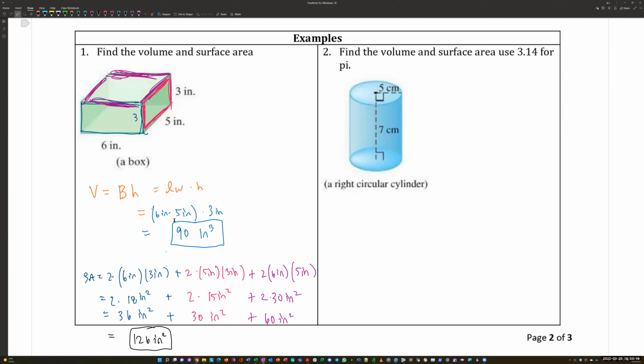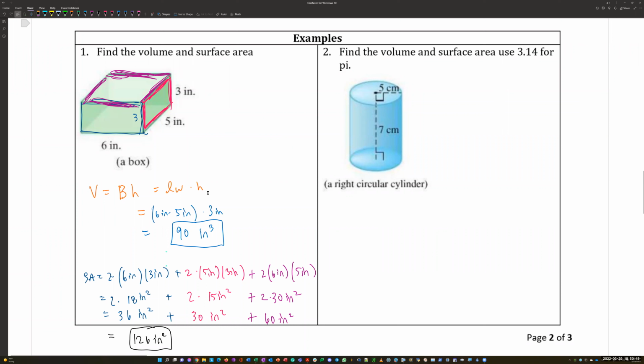Yeah, it does. But just think about it, right? What's 6 times 5? 30. What's 30 times 3? 90. If I do it in a different order, 5 times 3 is 15. 15 times 6 would still give you 90. So the order doesn't really make any difference. You just gotta remember that you gotta multiply them.